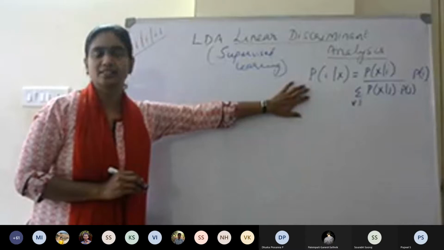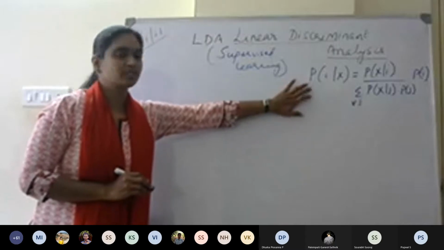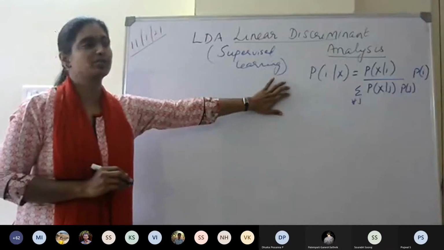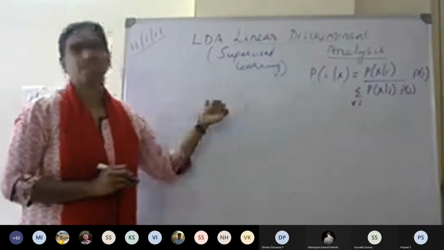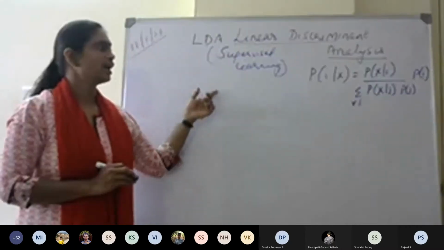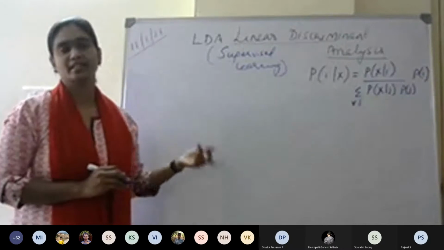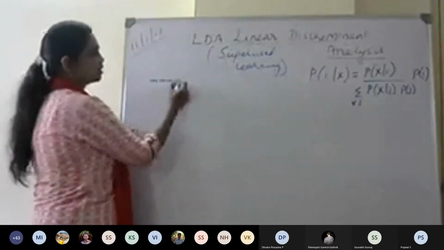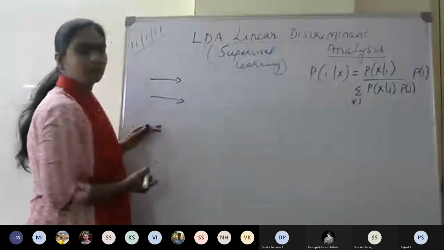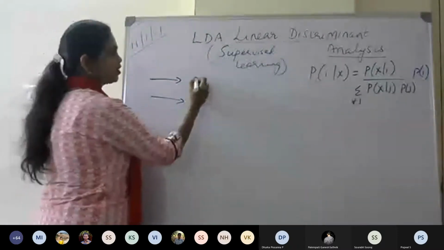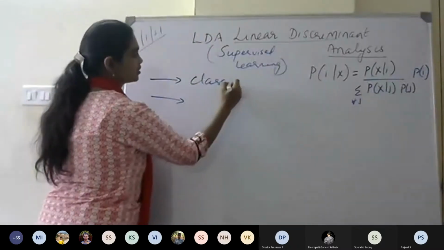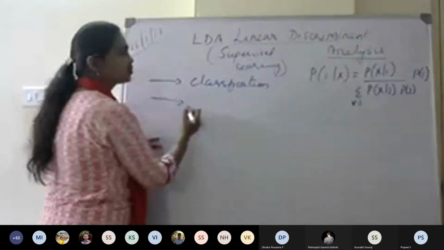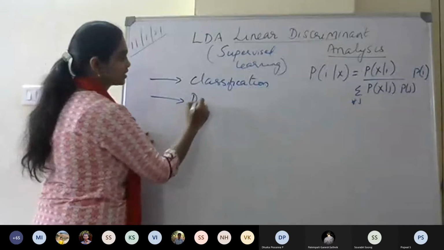So initially, let us discuss the continuation of the Bayes formula, why we cannot apply the Bayes formula and why we need to go for an LDA technique instead. And then we'll see what this LDA can perform. Basically, this LDA can be used to perform two operations. One is to perform classification and another is to perform dimensionality reduction.